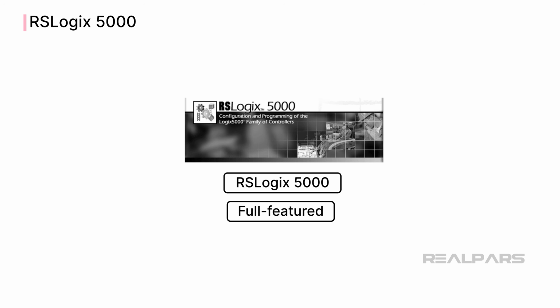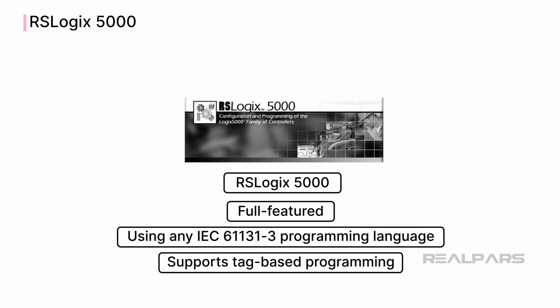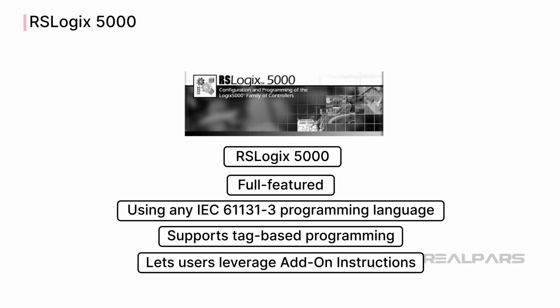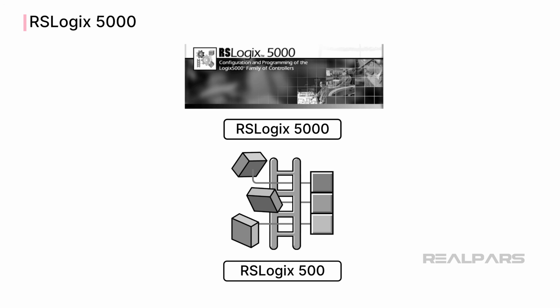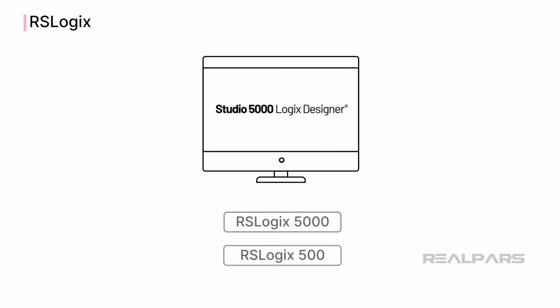Unlike RSLogix 500, RSLogix 5000 lets users write code in any of the IEC 61131-3 programming languages, supports tag-based programming so that programmers don't have to worry about memory allocation, and lets users leverage add-on instructions to develop applications in a modular way. Although RSLogix 5000 is more modern than RSLogix 500, it is not the latest programming environment that is used to program CompactLogix and ControlLogix PLCs. The latest programming environment is called Studio 5000 Logix Designer.